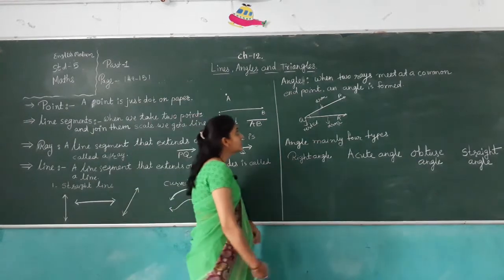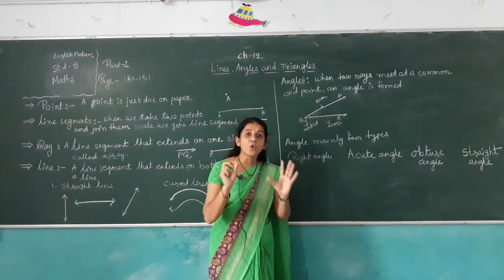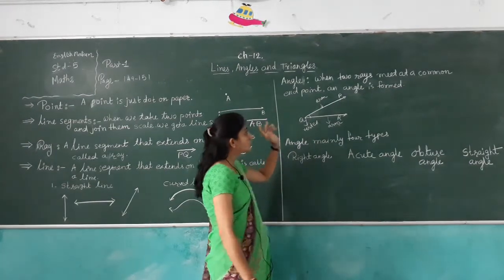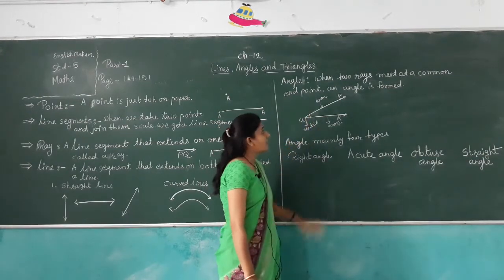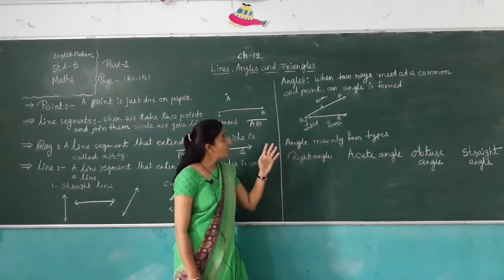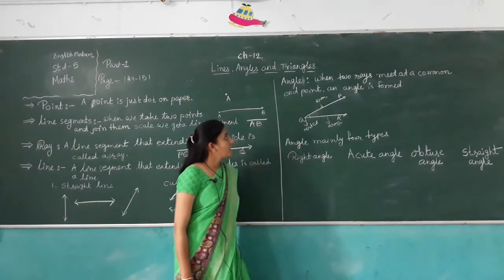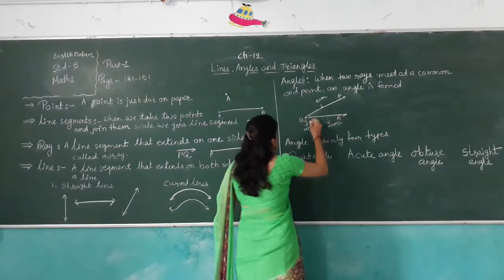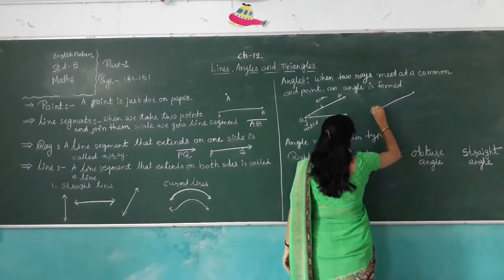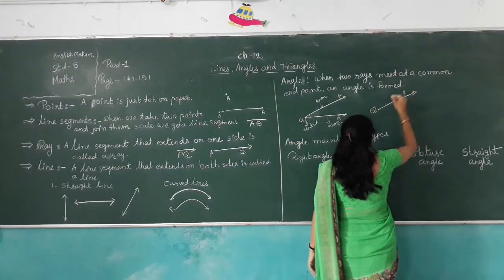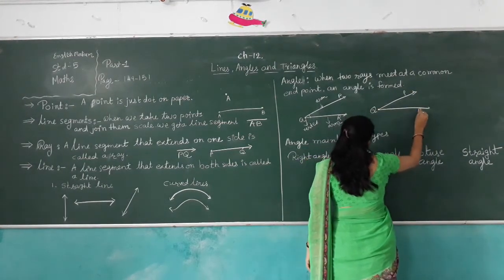Angles. What is the angle? When two rays meet at a common end point, an angle is formed. Here one ray is QP and another ray is QR.